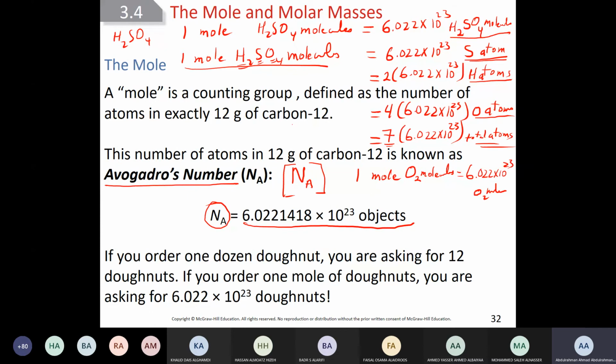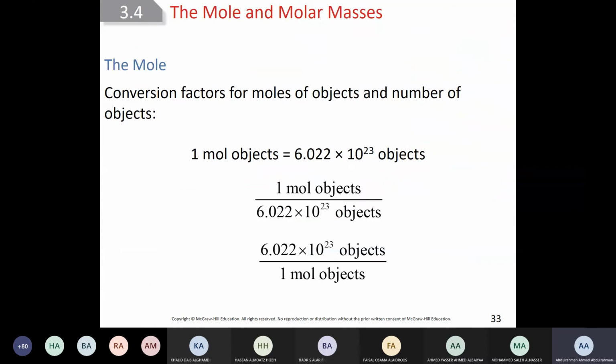Okay. I'll give you some examples. Now, I want you to keep this equality in your mind always. 1 mole of anything, let's give something. For example, let's have something else. Let's say K or sodium chlorate. This compound is called sodium chlorate. 1 mole of sodium chlorate. How many molecules is this?